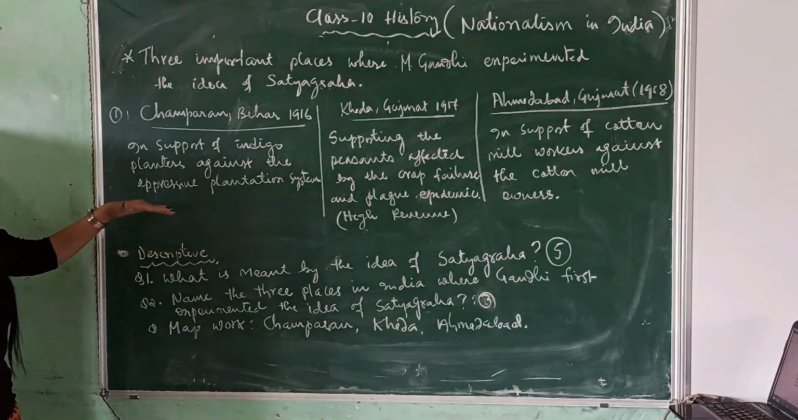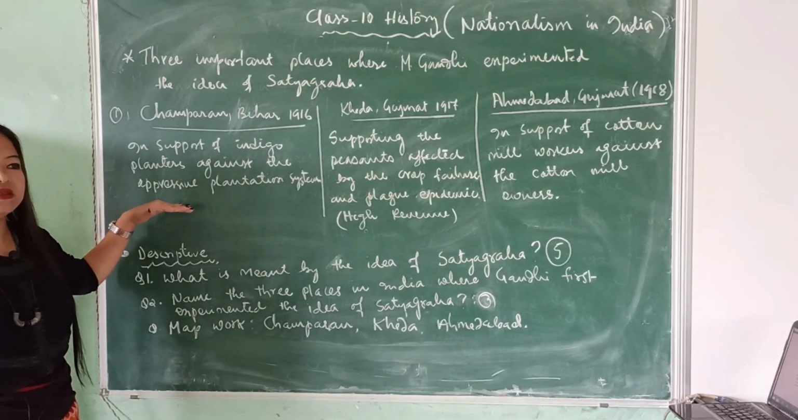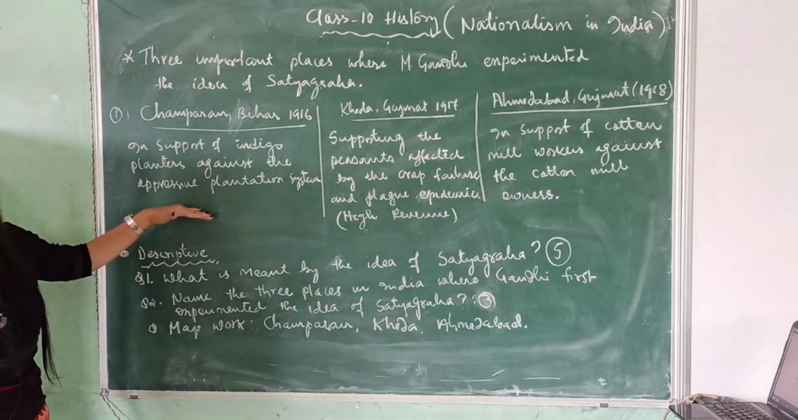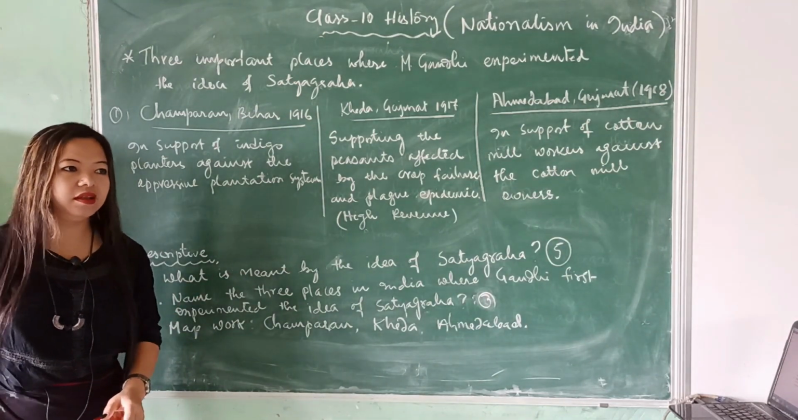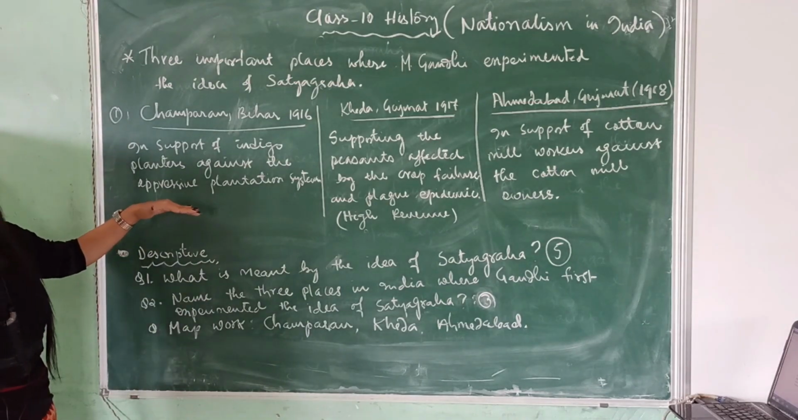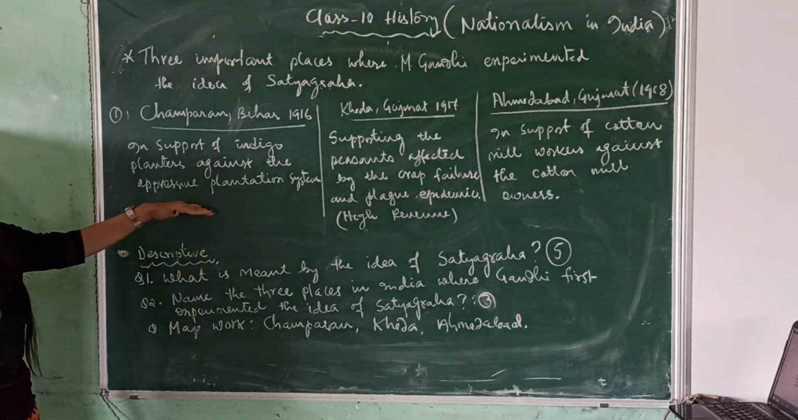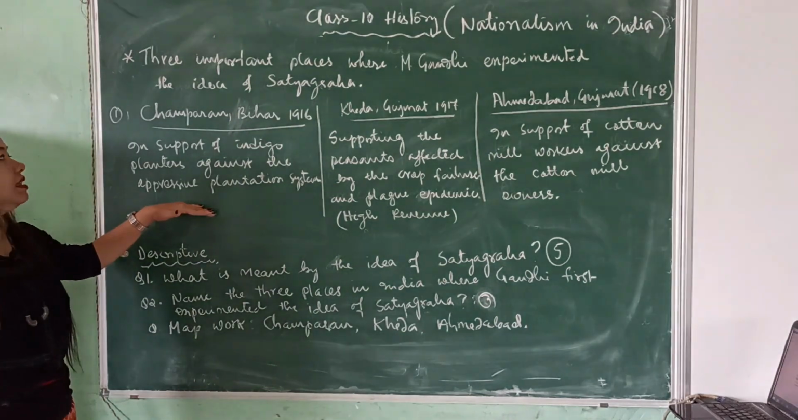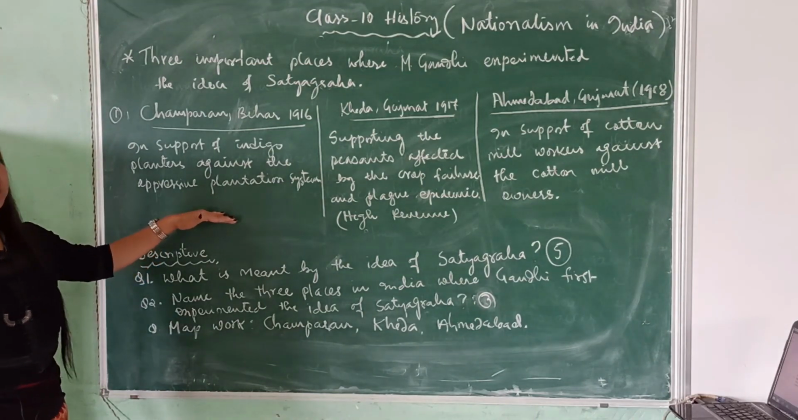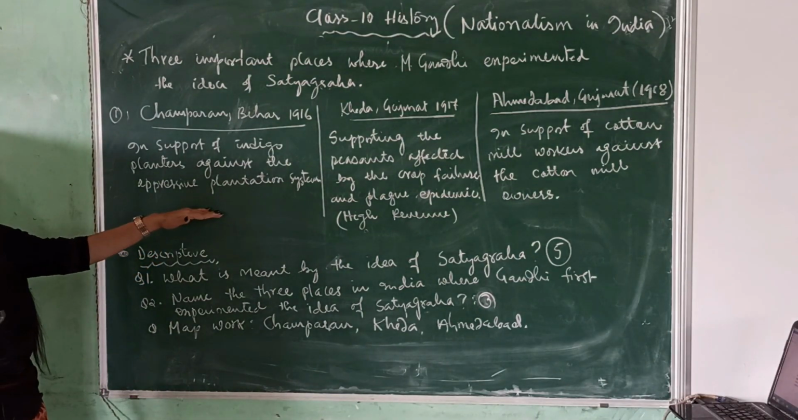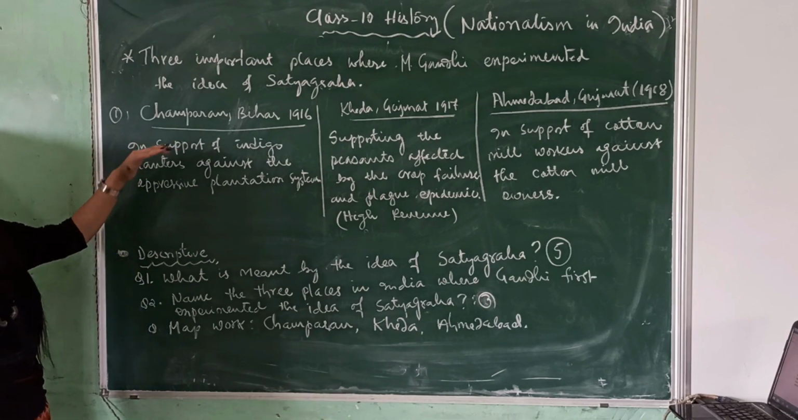So here, when the Britishers enforced our Indian peasants to plant indigo, they were not allowed to plant any other crops of their choice. So the peasants were badly affected by the indigo plantation in Champaran in Bihar in the year 1916. So Mahatma Gandhi first experimented with his idea of Satyagraha in this place.